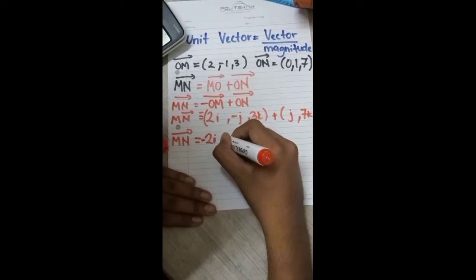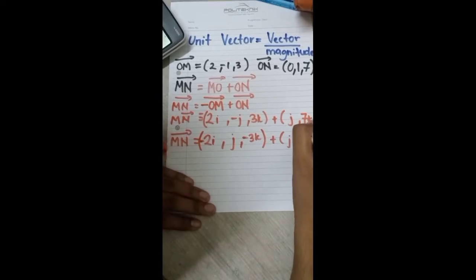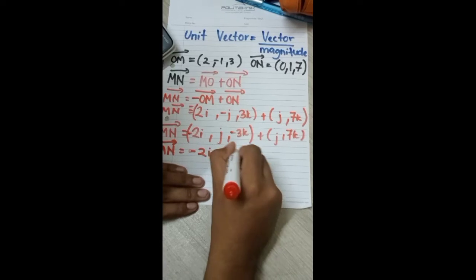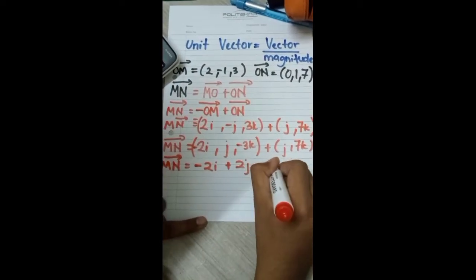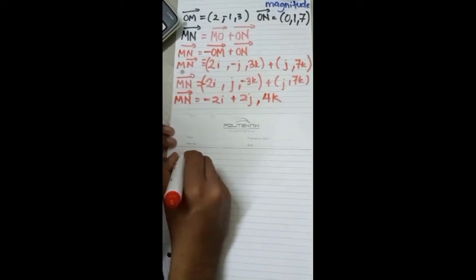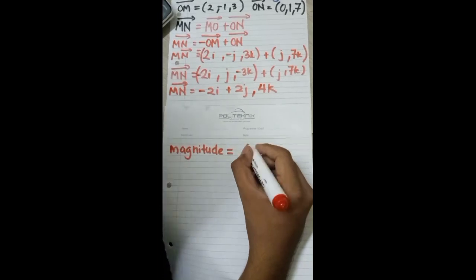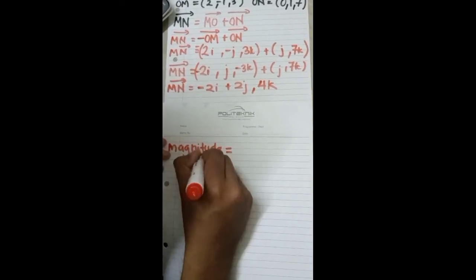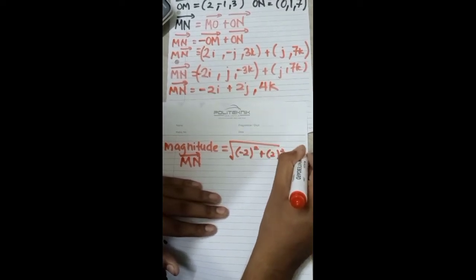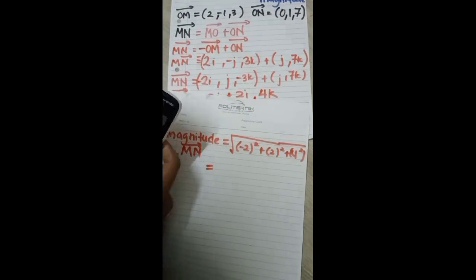Next, what we need to do is apply it to each component. For example, 2i, negative j, 3k plus j and 7k. Then we just sum it up. So it will be minus 2i plus 2j and 4k. Next, we need to find the magnitude of MN. To find the magnitude, we take the square root of minus 2 squared plus 2 squared plus 4 squared, and it would be square root of 24. So we have the value of the magnitude and the value of the vector.